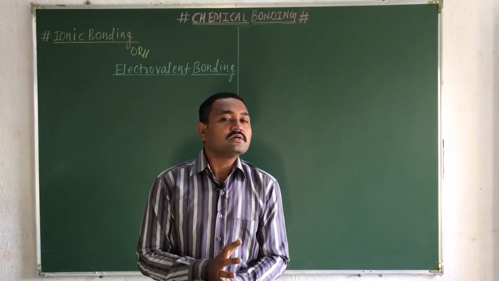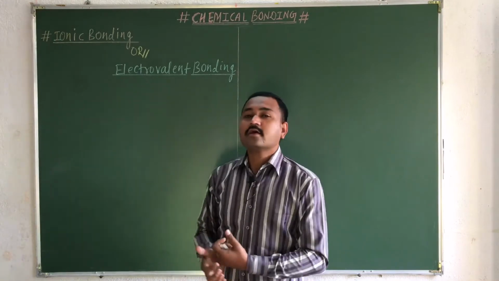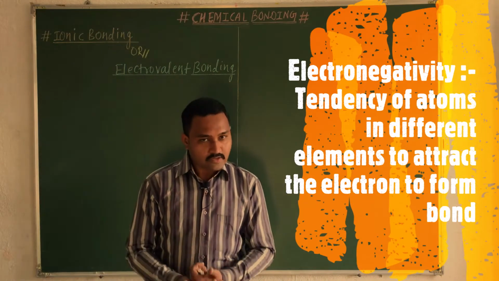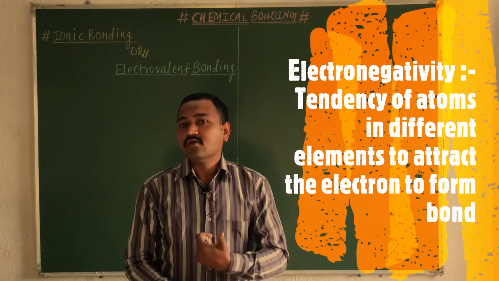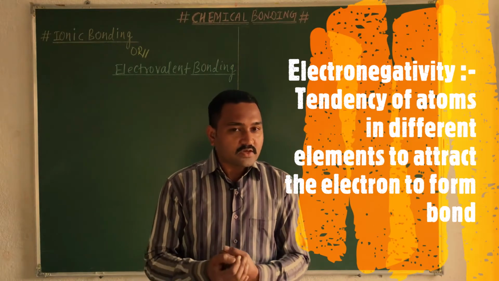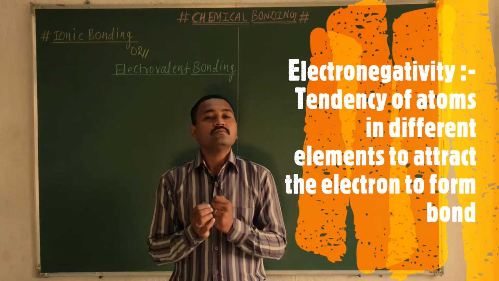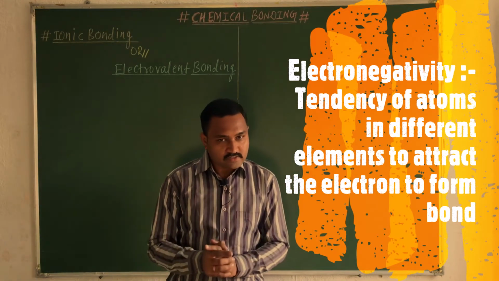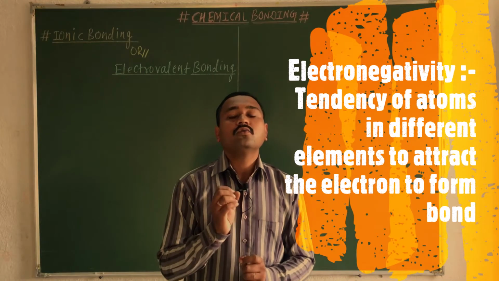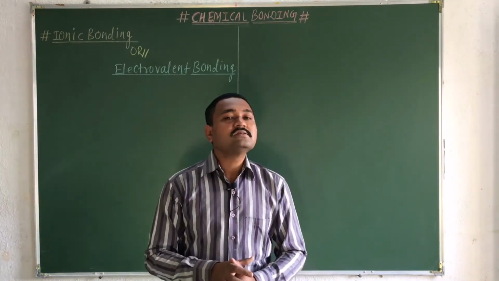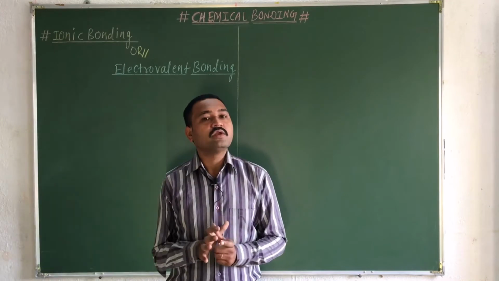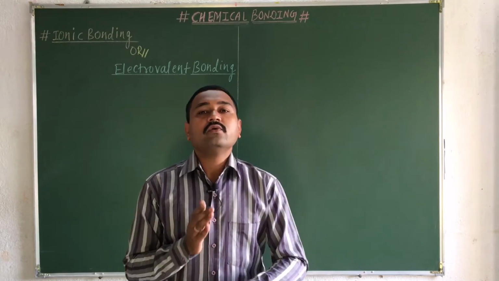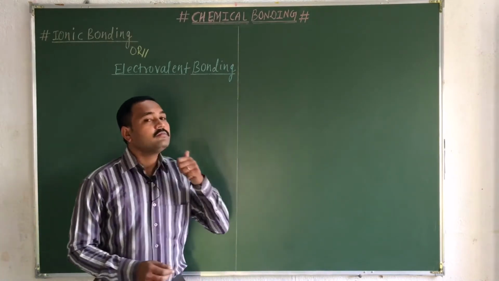Whenever we consider ionic bonding and electrovalent bonding, we have to consider one important term, that is electronegativity. So we will first study what electronegativity is. Just keep in your mind, electronegativity is one of the important terms, which means each and every atom has a tendency to attract the electron toward itself. That tendency or capacity is generally known as electronegativity. After knowing about electronegativity, we are going to consider the ionic bonding.